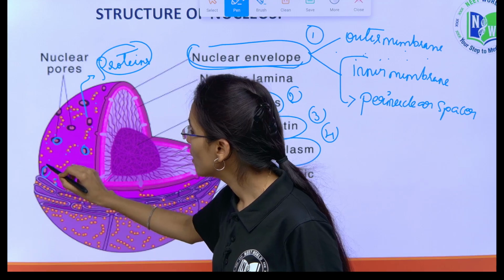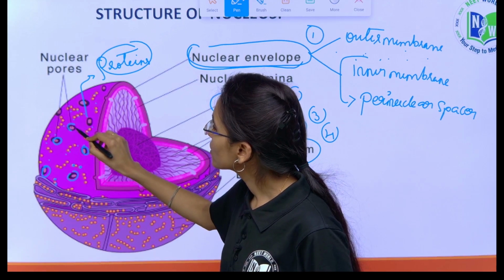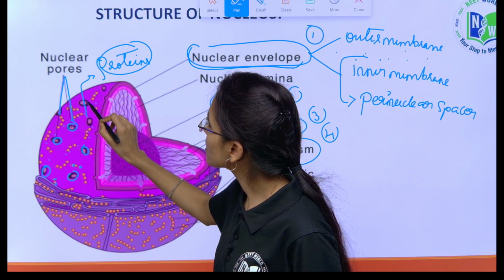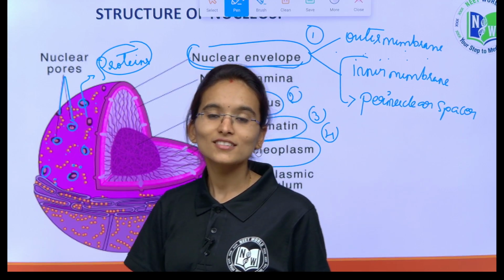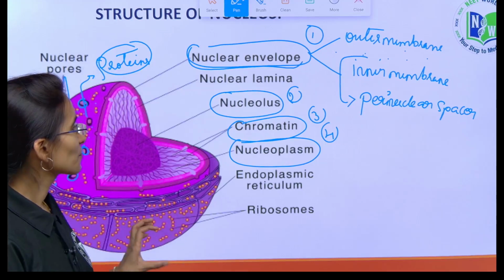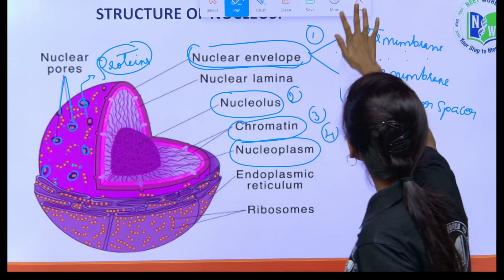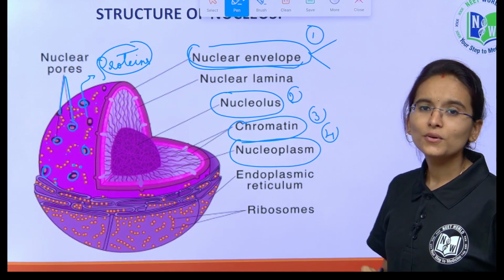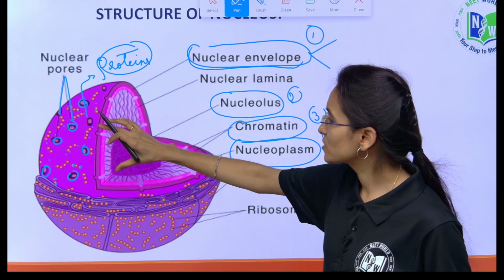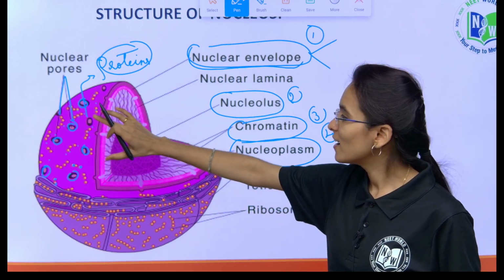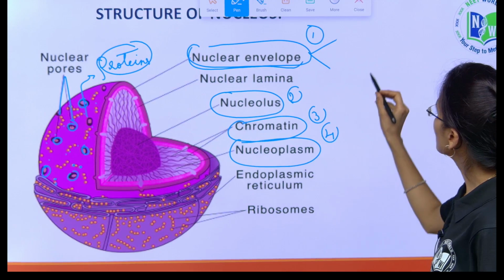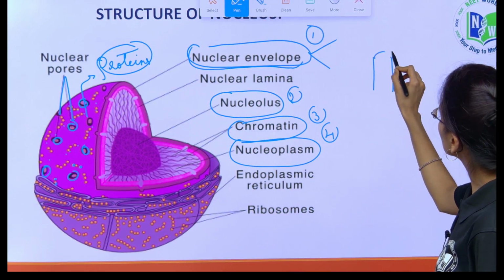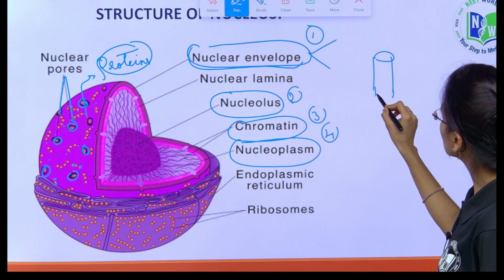We also have nuclear pores. See here, these are the nuclear pores. So now what are nuclear pores? Okay, let's discuss the nuclear pores now. See, nuclear pores are some structures which are present on the external surface of the nucleus. It will be like this, okay. These are going to appear in this form.